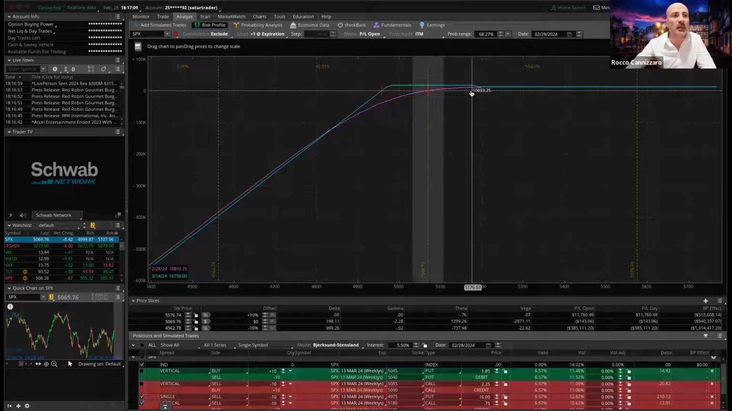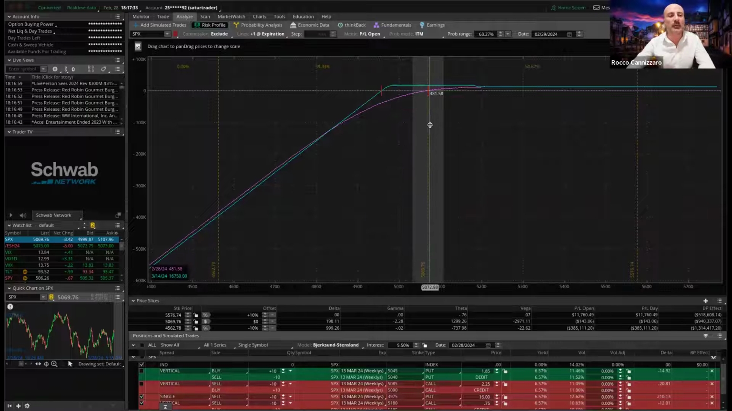So even if the underlying goes above your short spread, if it's completely in the money, you're still making money anyway, because the premium that you collected is more than enough to cover the entire risk associated with the downside of that spread. So this is one trade.